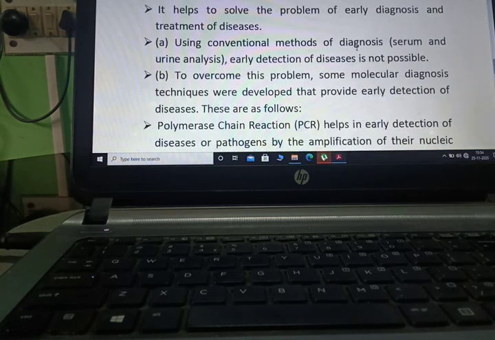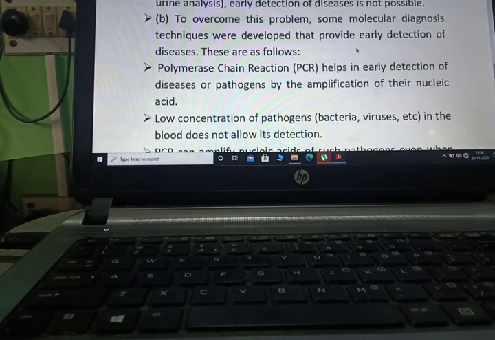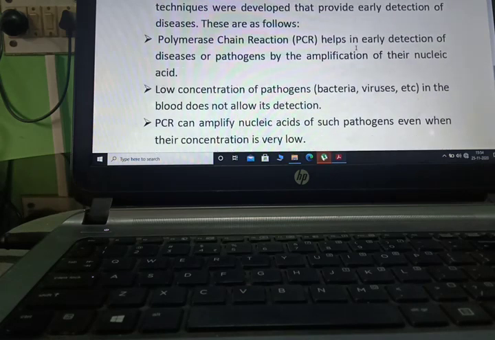Now, molecular diagnosis. It helps to solve the problems of early diagnosis and treatment of disease. Using conventional methods of diagnosis, early detection of disease is not possible. To overcome this problem, some molecular diagnosis techniques were developed that provide early detection of disease.